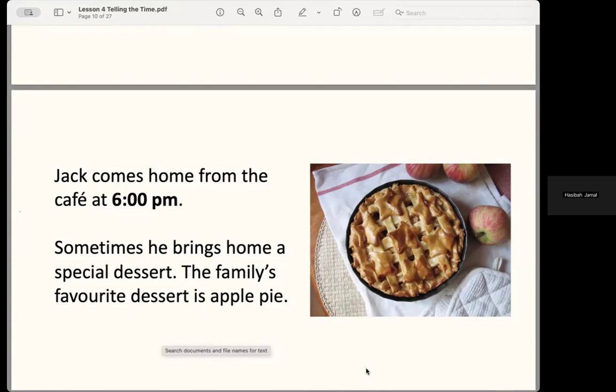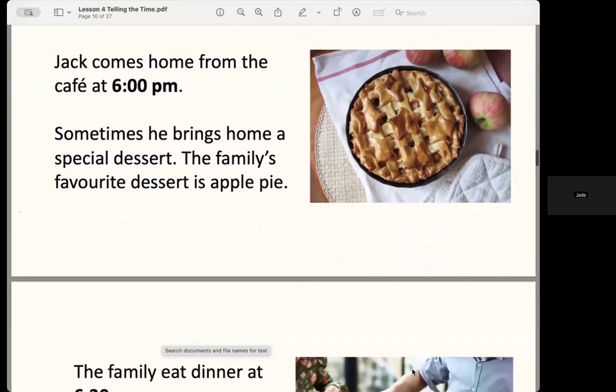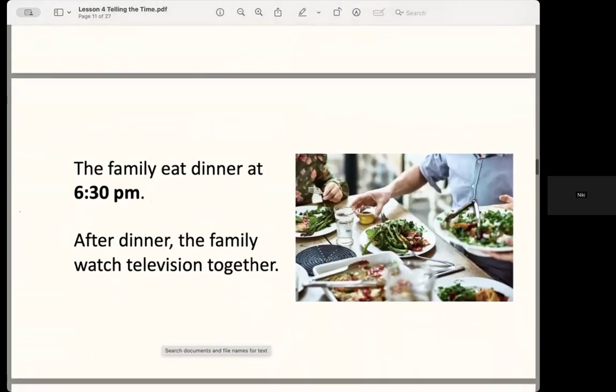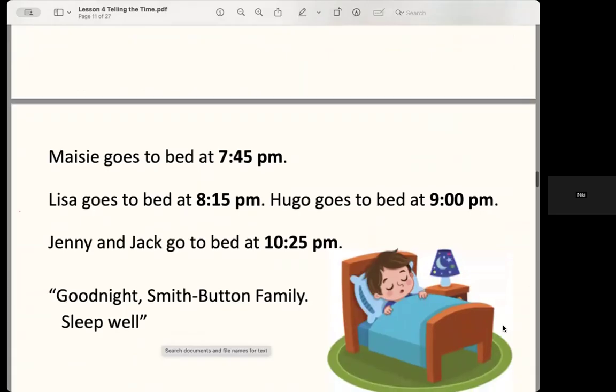Jack came home from the cafe at 6 p.m. Sometimes he brings home a special dessert. The family's favorite dessert is apple pie. Very nice. Nice reading. Nice intonation. Next, Tamana Hashimi. Hello, teacher. Can you read this one? Okay. The family eat dinner at 6:30 p.m. After dinner, the family watch television together. Okay, good. Thank you. Should I continue?